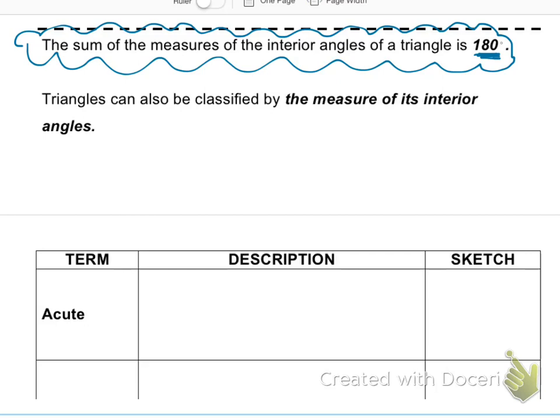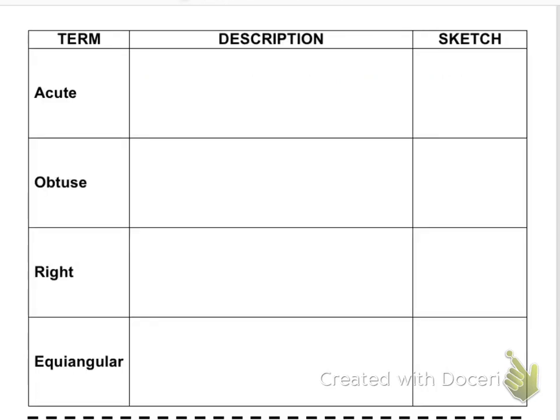Let's go ahead and look at the next way to classify triangles, and that is by the measure of the interior angles, or the measure of those 3 angles. So again, this part is probably a review from junior high. Let's take a look at an acute angle. This is a triangle where all 3 angles have a measure less than 90.